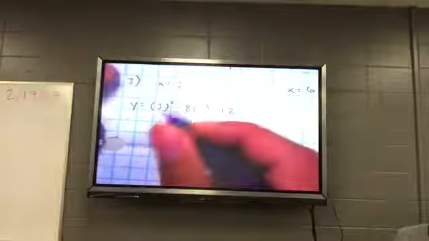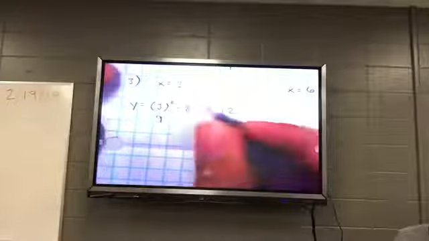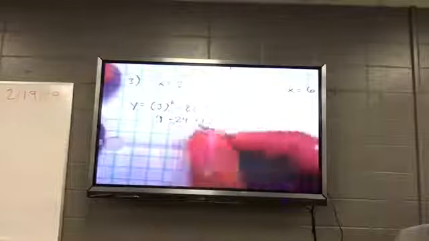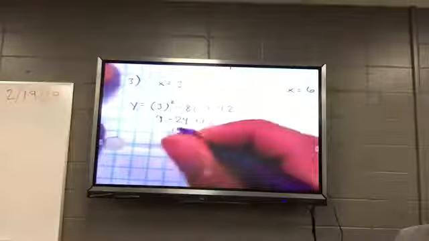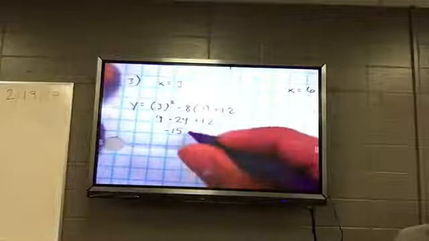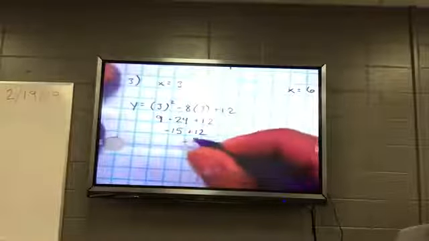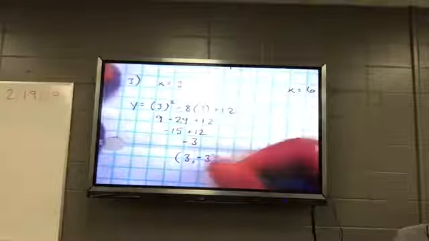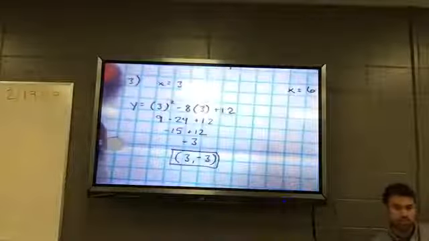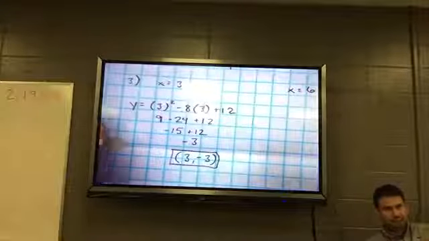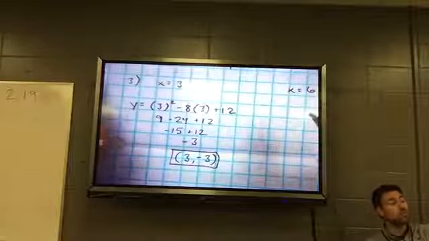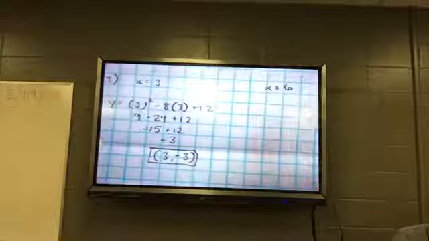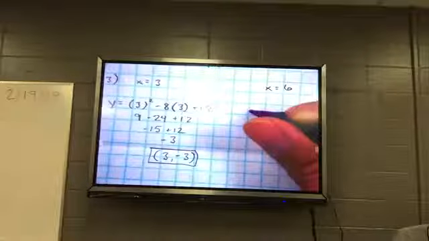Okay, what's 3 squared? 9. What's negative 8 times 3? Negative 24 plus 12. What's 9 minus 24? Negative 15 plus 12? Negative 3. So when x equals 3, what does y equal? Negative 3. That's an ordered pair. I got one of them. I need one more. How am I going to find that one more? I'm going to use x equals 6. I'm going to do the same process, except I'm going to put, instead of 3 for x, 6 for x.